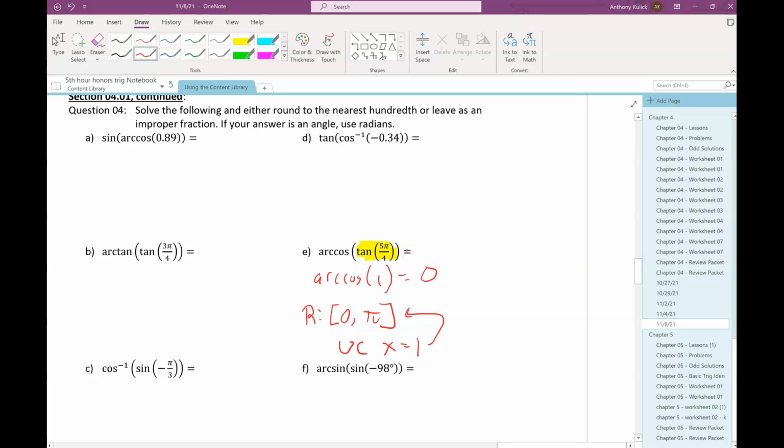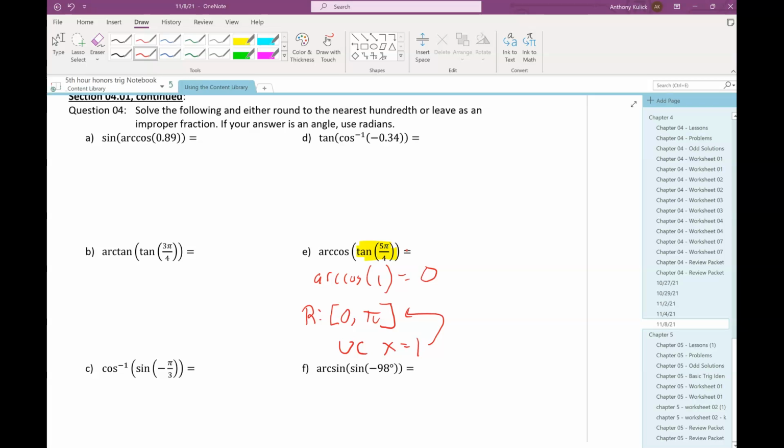Wait, so it just has to be any point that's 1 in the x spot? Well, it's not any point. It's the only point where x was 1 on the interval from 0 to pi. Gotcha. There should only be one spot on any of these because we define the ranges to be just so. Gotcha.